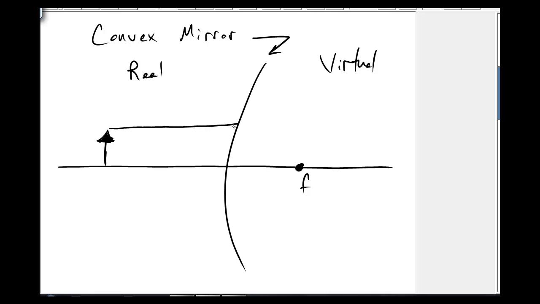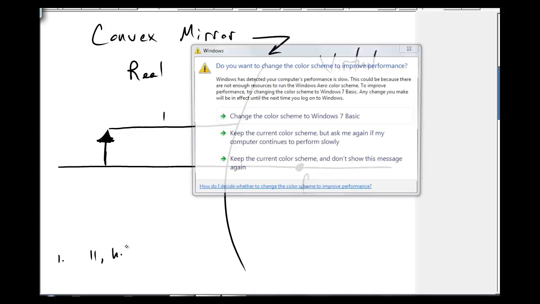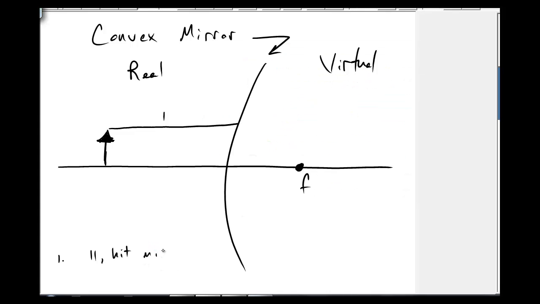Now, we have rules. The first rule is go parallel, hit mirror, then through F. My real lines are always solid. My virtual lines are always dashed or dotted. My image has to appear, the tip of that arrow is going to appear underneath this dashed line somewhere, whether it's up here or down here.